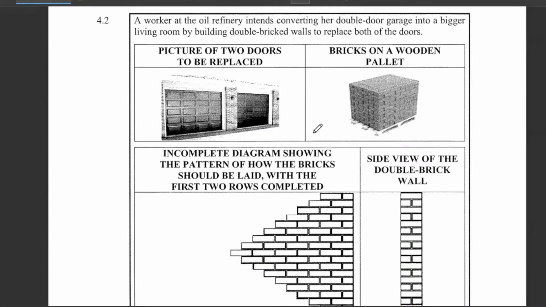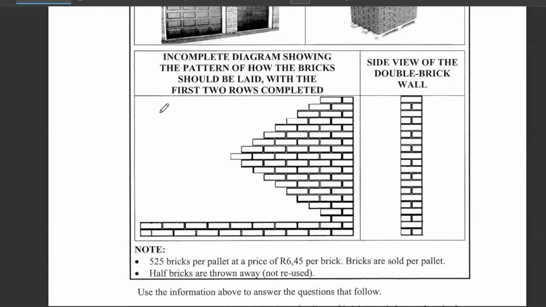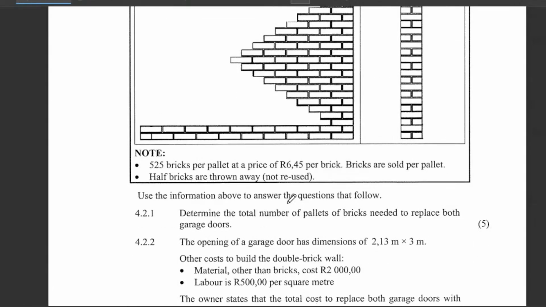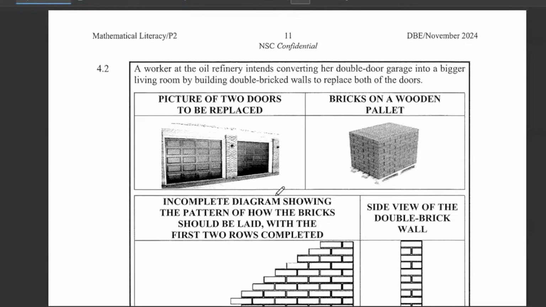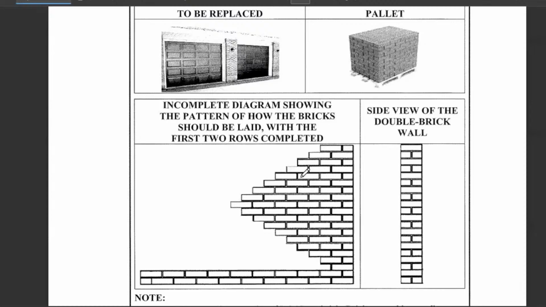A worker at the oil refinery intends converting her double door garage into a bigger living room by building a double wall to replace both the doors. Then we go on and complete the diagram. They're telling us to determine the total number of pallets of bricks needed to replace both the garage doors. Now, there was also a little bit missing because they've not given us how many bricks are needed.